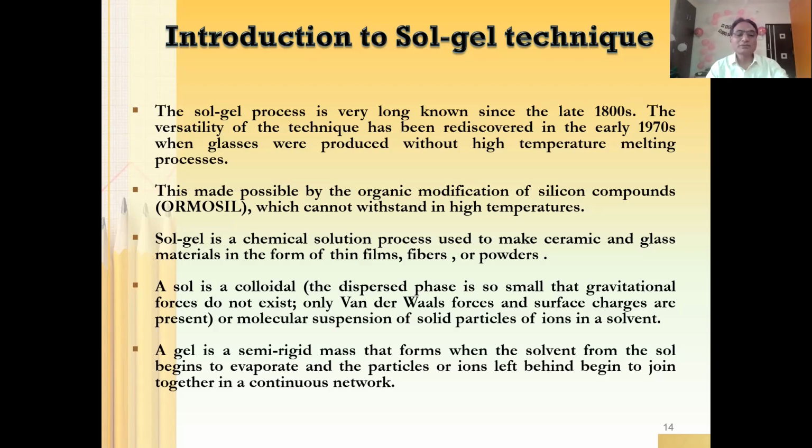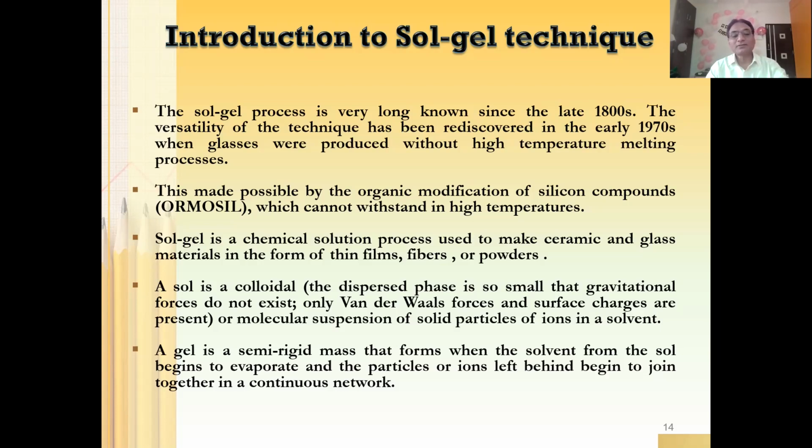Sol-Gel is a chemical solution process. Basically, it is a chemical method, truly speaking. But why it is Sol-Gel, that we will see. Sol-Gel is a chemical solution method used to make ceramic and glass material in the form of thin films, fibers, or powders. By using Sol-Gel, you can end up with a thin film, a fibrous structure, or powders as well.